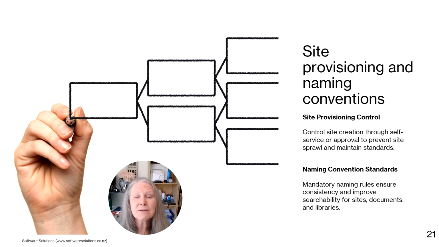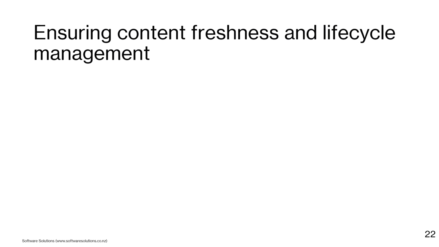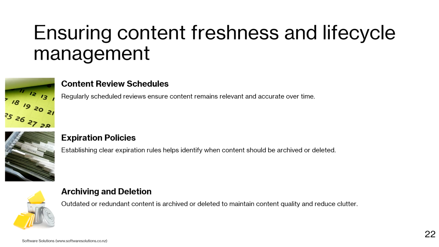Naming conventions: establishing mandatory naming rules for sites, documents, and libraries to promote consistency and aid in searching. Content freshness: implementing review schedules and expiration policies to identify and archive or delete outdated, unused, or redundant content. Keep it fresh.